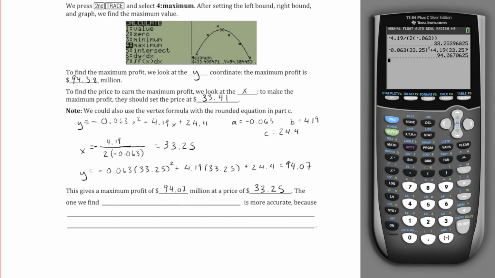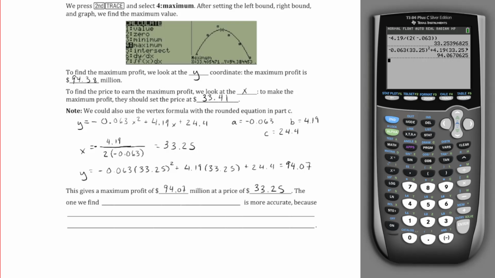And notice this is a little bit different from what we got using the maximum function. They're about the same, right? If some analyst tells you to set the price at 33.41 versus 33.25, you're going to set the price at like 32.99 as a marketing person, right? So there's no substantial difference here.